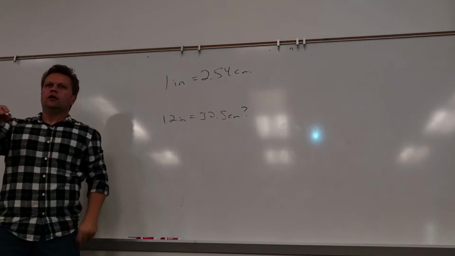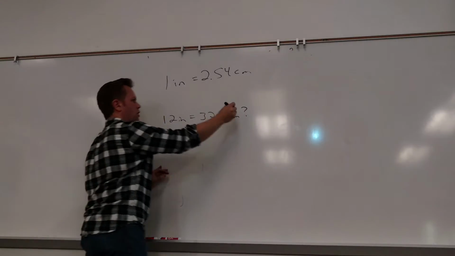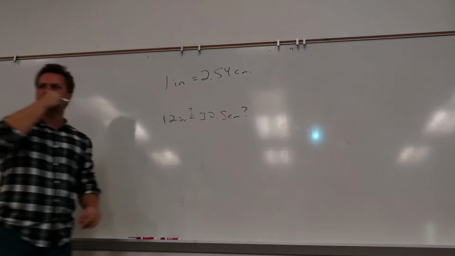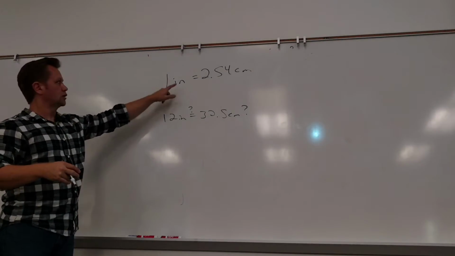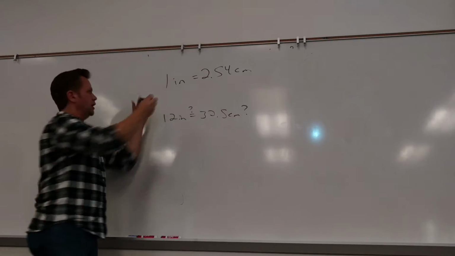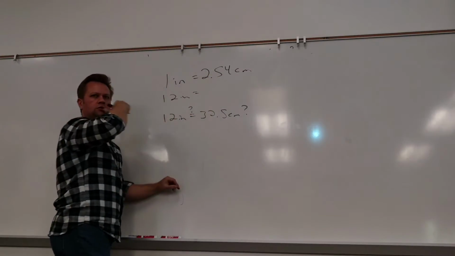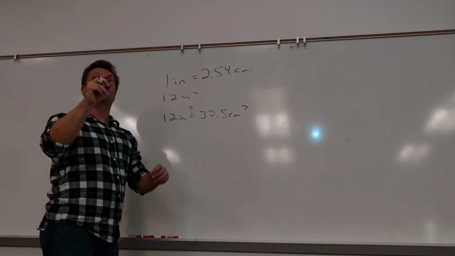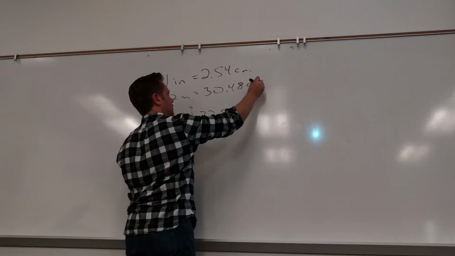So it's almost right. How can I check that? This is a question mark because I don't know, but I know this is true, basically. 1 inch is this, so for 12 inches, what do I do? Multiply by 12. So what's 12 times 2.54? 30.48. There it is.